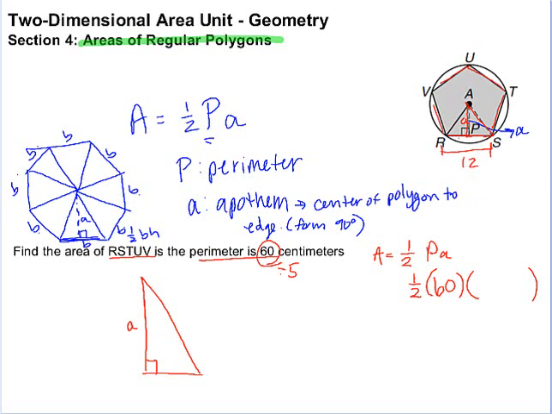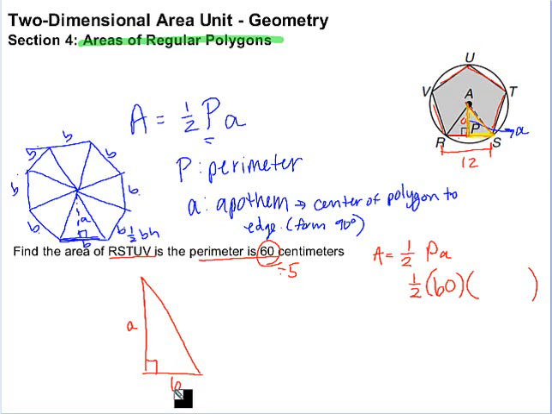Now notice carefully where this triangle was drawn. This triangle was drawn from the center to the edge, forming a 90-degree angle. So that length right down here, that's not 12, but that would be half of 12, or 6. So right here we have 6.